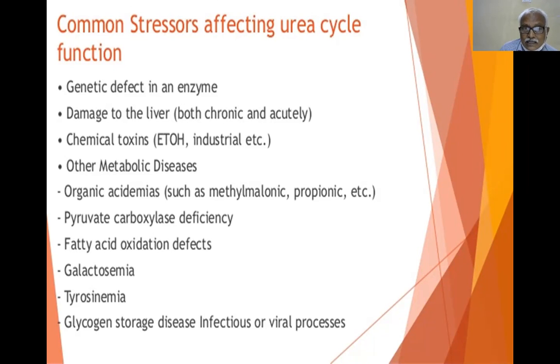And we have covered this in your biogenic transformations, detoxifications. So these are the chemical toxins with which we have to play miserably to end up in urea cycle disorders. Other metabolic diseases also may add to this. Organic acidemias, methylmalonic aciduria, propionic aciduria, all these things will be ending up in organic acidemias. Pyruvate carboxylase deficiency. Most of you have written this very nicely.